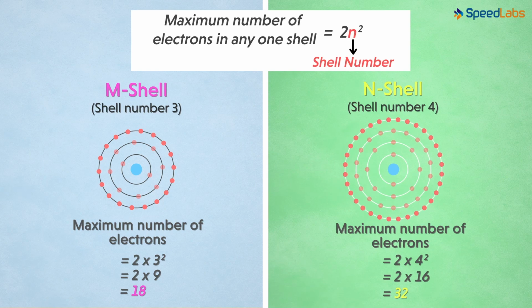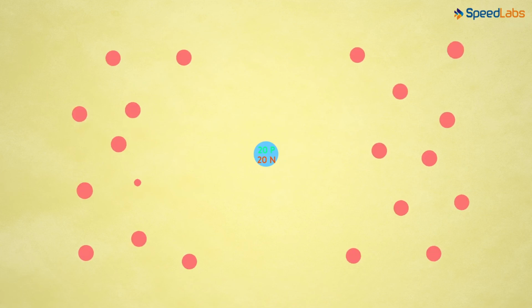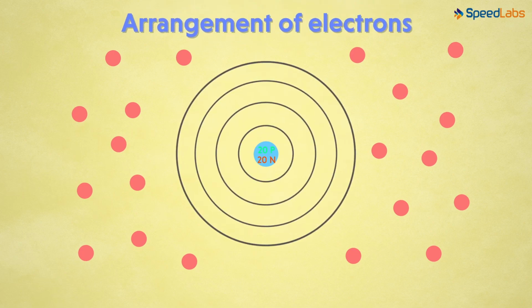So we know the maximum number of electrons a shell can have. Now comes the interesting part. Assume we have an atom which has 20 protons and 20 neutrons in the nucleus, surrounded by 20 electrons. How will we arrange these electrons in the orbitals? I want you to give it a try. We will see the solution in the next video.